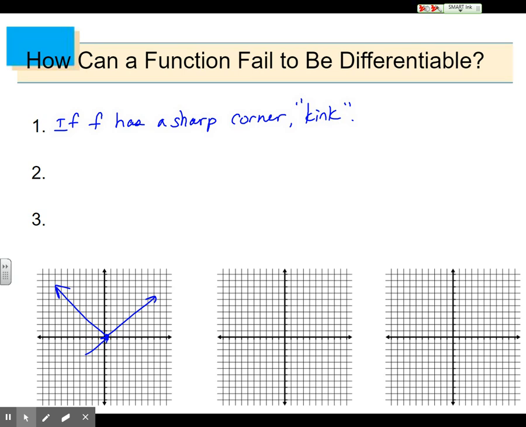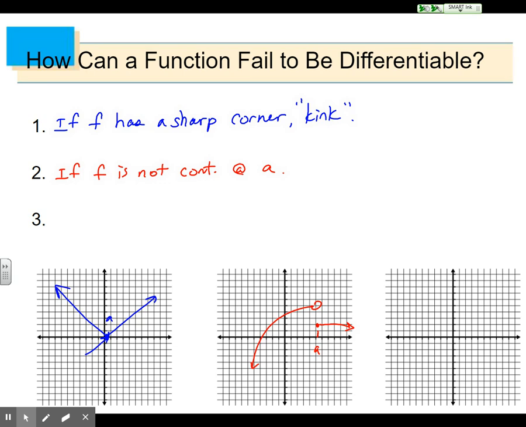Okay, second off, just what the last theorem said. If f is not continuous at a, then it's not going to be differentiable at a. Okay, in order to be differentiable, it has to be continuous. So what would a discontinuity look like? Hopefully we know this. Suppose I come up to here, and then Mario has to jump down. So right here at a, that would be a discontinuity.